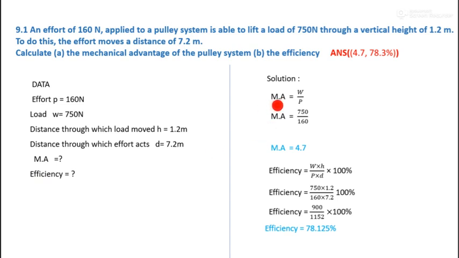We know that mechanical advantage is equal to load divided by effort. Now the load we already know, 750 newton, divided by the effort P, 160 newton. Okay, now when we divide 750 divided by 160, which is equal to 4.7.